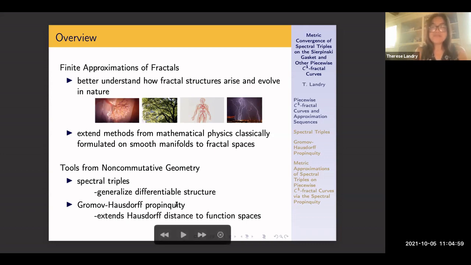So we have two main tools from non-commutative geometry. The first is spectral triples, because they can be viewed as a generalization of differential structure. And the second is the Gromov-Hausdorff propinquity, because it can be viewed as an extension of Hausdorff distance to function spaces. So from non-commutative geometry, we have our generalization of differential structure, and we have our metric. So what about our fractals, our fractal curves, and our framework for approximating them?